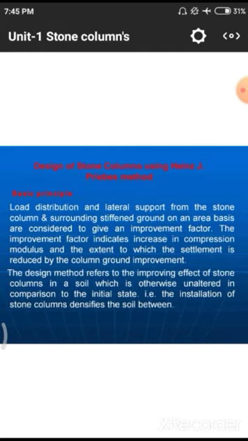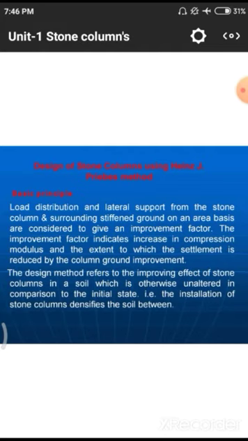The improvement factors indicate the increase in the compression modulus and the extent to which the settlement is reduced by the column ground improvement. What does column ground improvement mean? While laying the particular column, we need to dig out some quantity of material in the soil and replace it with another material having a huge soil bearing capacity, normally coarser fine soils or sands in association with stones, so that they will improve the ground properties up to some extent.